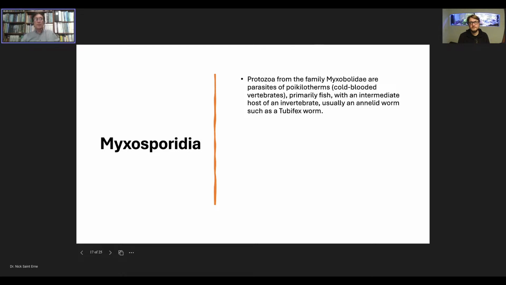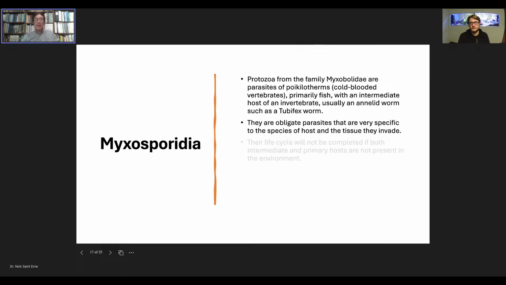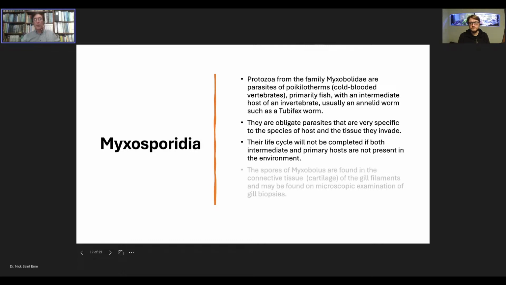So the next group is Myxosporidia, and these are fish parasites that are spread by the things that the fish eat, so annelid worms, such as tubifex worms. That's one of the reasons a lot of people recommend not feeding live food, because live food can carry parasites that spread to the fish. If you use frozen food, you don't have to worry about that. These parasites are very specific to which intermediate host and which primary host they live in, and it requires both of those hosts in order to complete the life cycle.